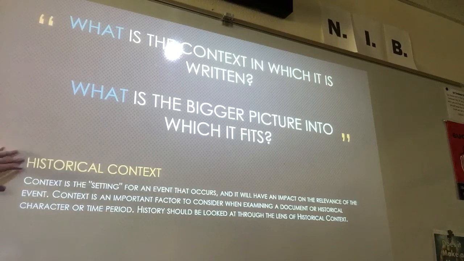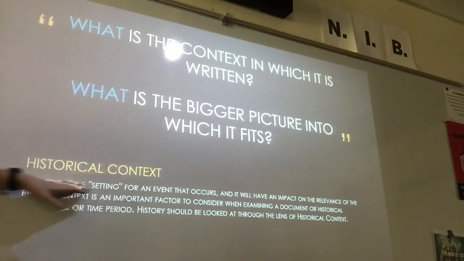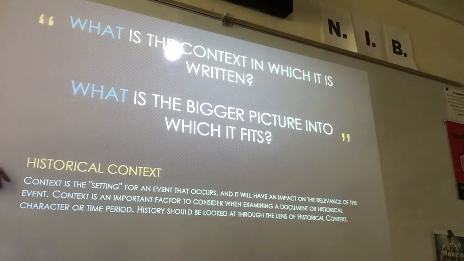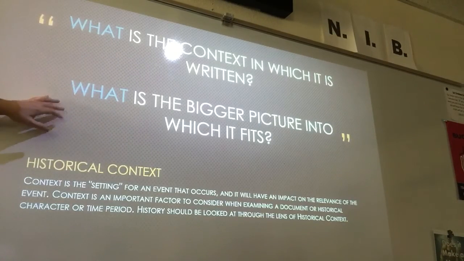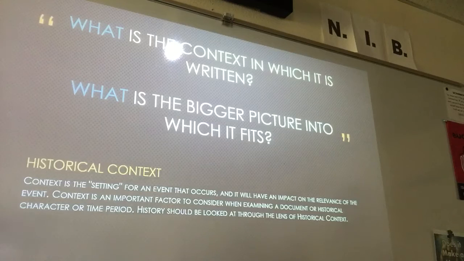So historical context. On all these slides, you'll see the one from the HIPPO down here. What is the context in which it was written? What is the bigger picture in which it fits? So the historical context, pretty familiar with it. This is one in which you look at it and you're just trying to place it within our time frame. This is where a timeline can be helpful too. When you see a date, try to go to that timeline that we're memorizing and place it on that timeline so you have some context for that.